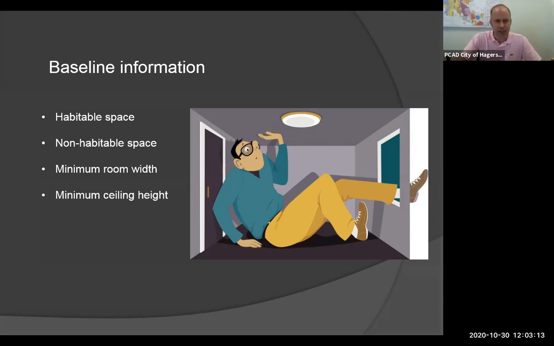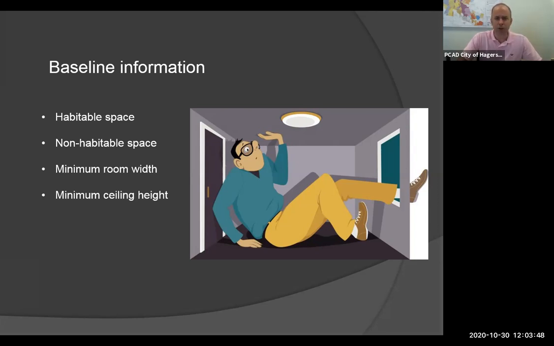Also, one of the baselines to understand is the minimum room width. The minimum room width for the property maintenance code adopted by the city of Hagerstown is 7 feet. This is except for kitchens. Kitchens do not fall under this minimum width requirement. That was removed from the property maintenance code in 2003. For your knowledge, the 7 foot room width is not something new. That's been part of the code since 1955, requiring a minimum width of 7 feet in a room.